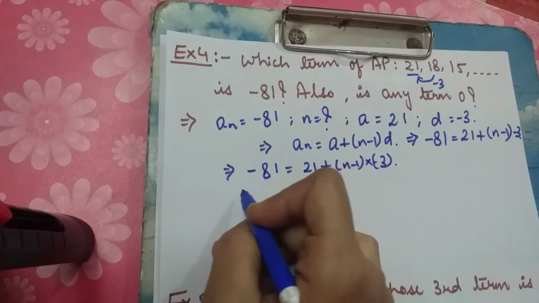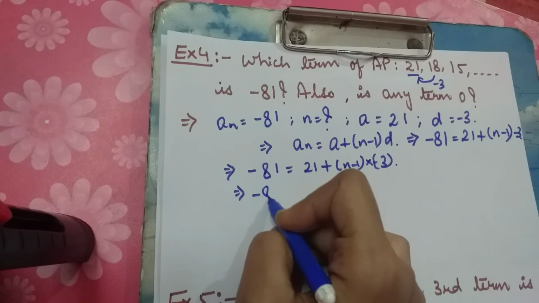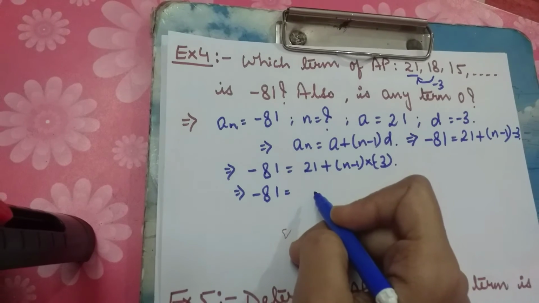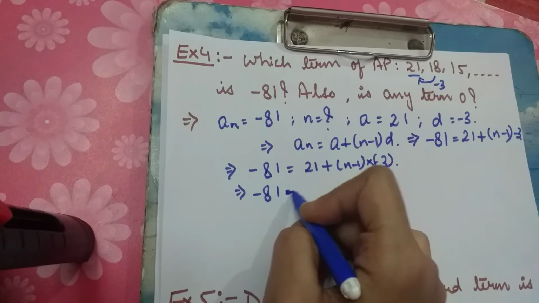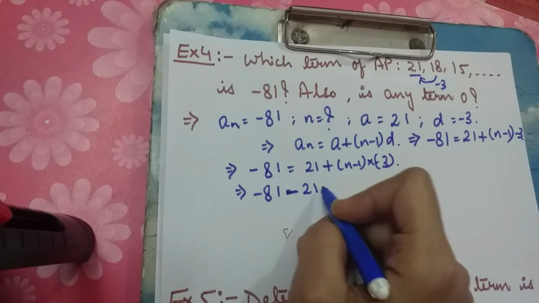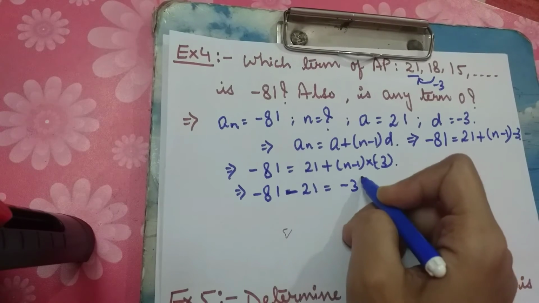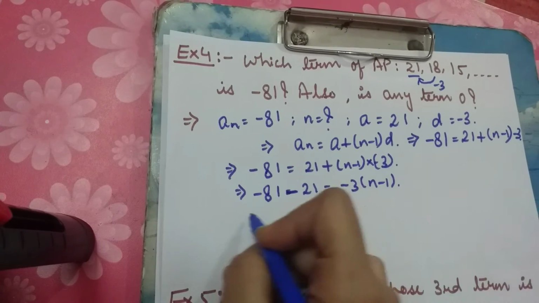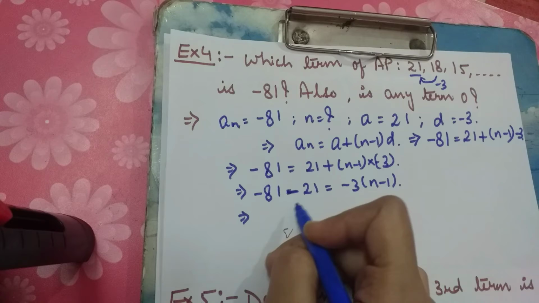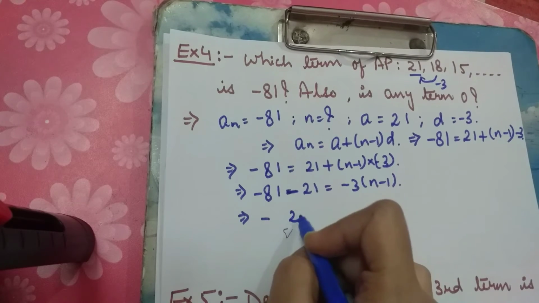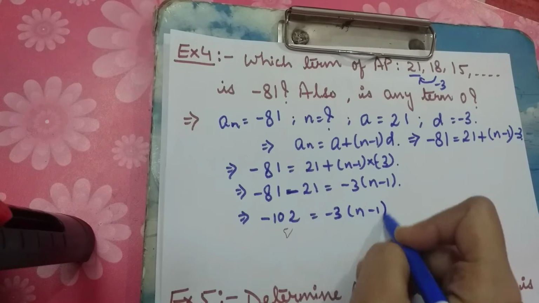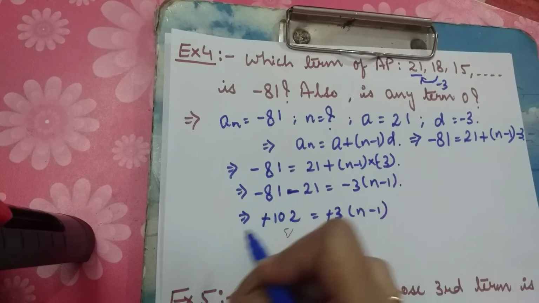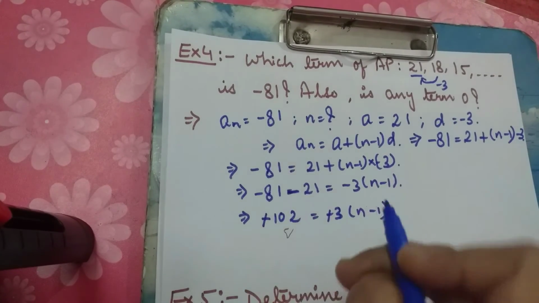Now just simplify. Minus 81 equal to what? Take 21 to the left hand side. So minus 81 minus 21 equal to minus 3 into n minus 1. Minus minus will be plus, but the sign will be minus, so minus 102 equal to minus 3 into n minus 1. The minus signs on LHS and RHS cancel out.